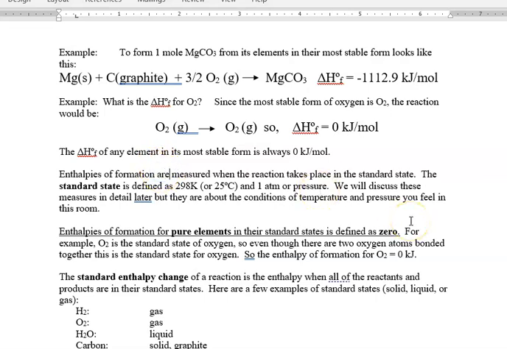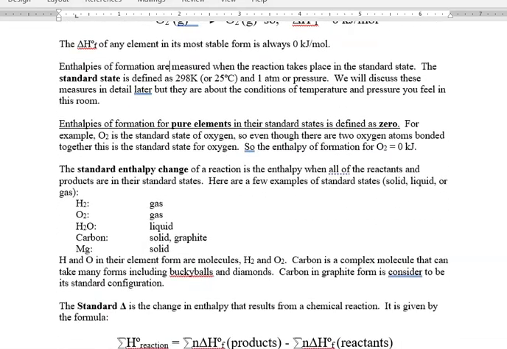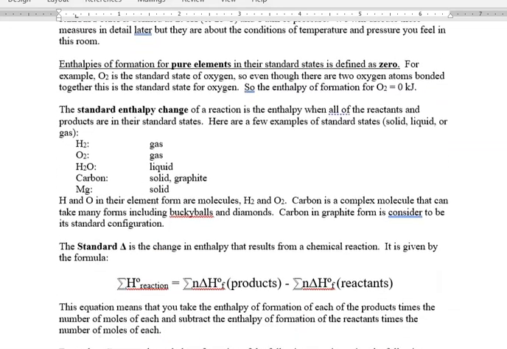The standard state is defined as 25 degrees centigrade. That's technically not true, but it is for our purposes. It can actually be other temperatures, but we're going to say it's 25 degrees and 1 atmosphere of pressure. It's definitely 1 atmosphere of pressure. We will discuss these measures in detail later, but they are about the conditions of temperature and pressure. They're the conditions of temperature and pressure you feel, in the classroom or at any particular time, like right now.